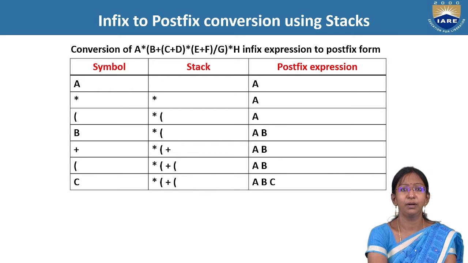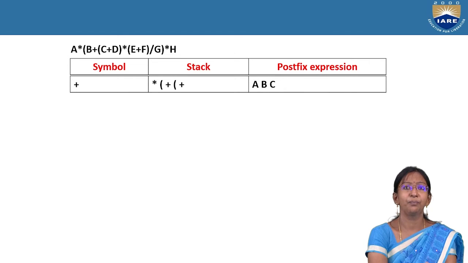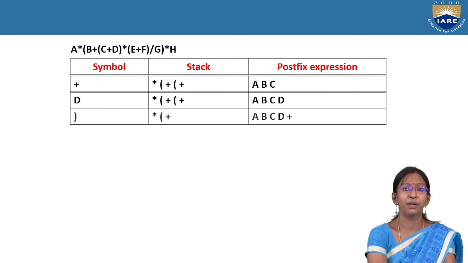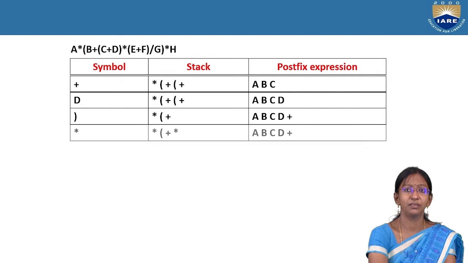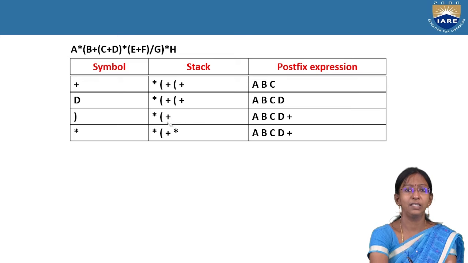Next C, it is an operand, send it to postfix expression. The next is a plus, push it into the stack. And again an operand, send it to postfix expression. A closing bracket will tell you to pop the elements, so plus is popped and sent until you encounter a left parenthesis. Once you encounter a left parenthesis, go with the next one. Next is star, which is an operator. On top of the stack is plus. Plus is inferior. It has less precedence when compared to star. So you can easily insert it.